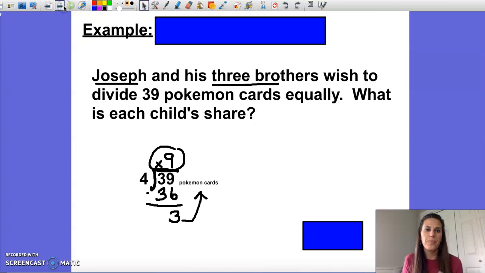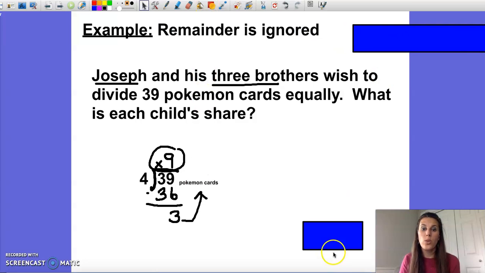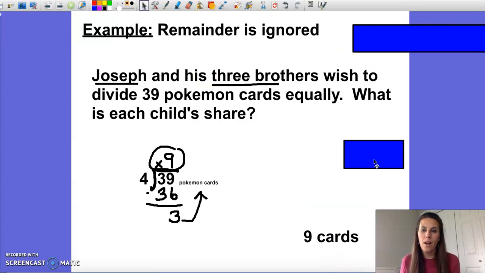How about this example? Joseph and his 3 brothers wish to divide 39 Pokemon cards equally. What is each child's share? So looking at the math, the answer is 9 and we have 3 remaining. What? Look at our unit, it's Pokemon cards. So in this situation, what do we do with our remaining 3 Pokemon cards? Go ahead, whisper it to me, I'm listening. Yes, we would ignore them. You would ignore your remainder and each person would get 9 cards.